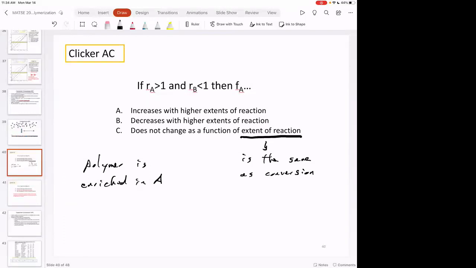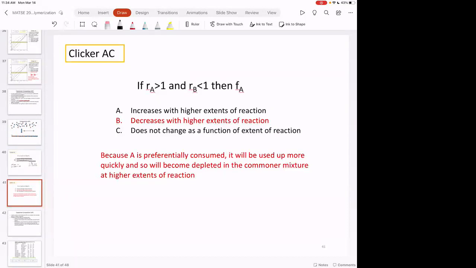If the polymer is enriched in A, what's going to happen? Small FA is going to increase with higher extent of reaction. That's not a very good answer. Does not change as a function of extent of reaction. That's not a very good answer. And so I'm only left with B, decreases with higher extent of reaction, just like we talked about. And this leads to compositional drift at high extents of reaction.